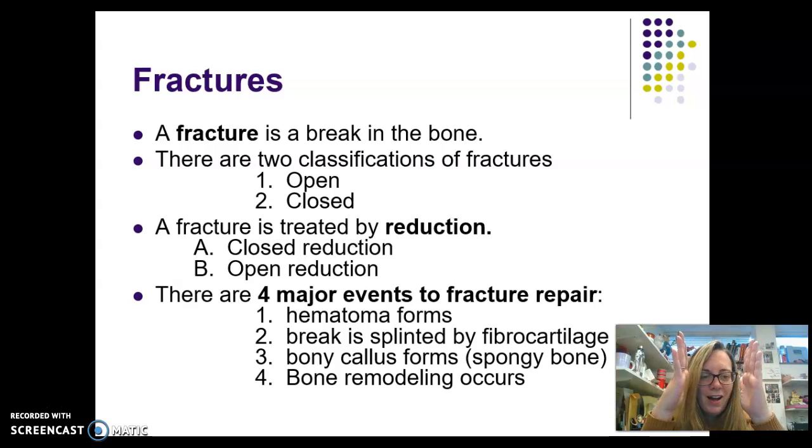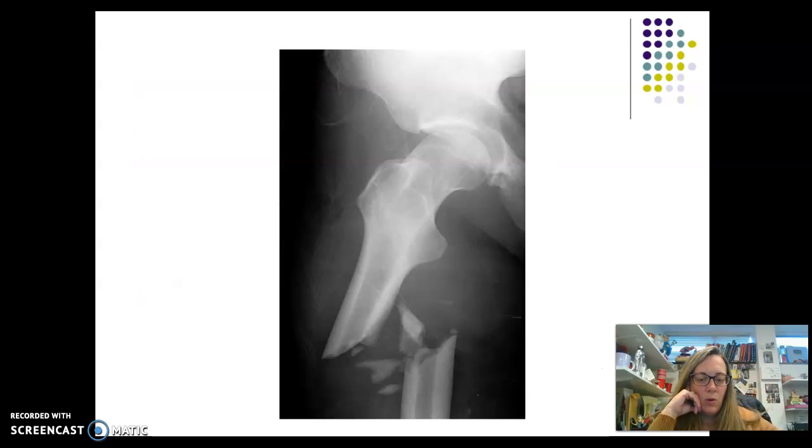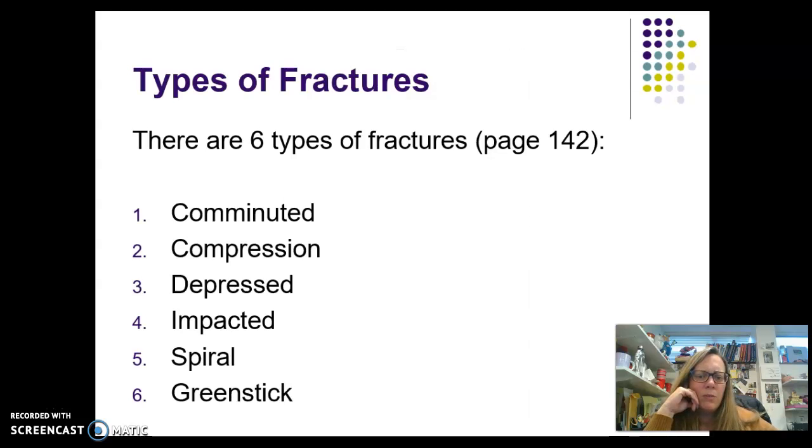You've got a bony callus on the outside, and cartilage on the inside, and then what's going to happen is that the cartilage is slowly going to go through the process of ossification and be replaced by bone. This is a femur fracture. It looks like a comminuted femur fracture, into multiple pieces. It doesn't look open from this picture.